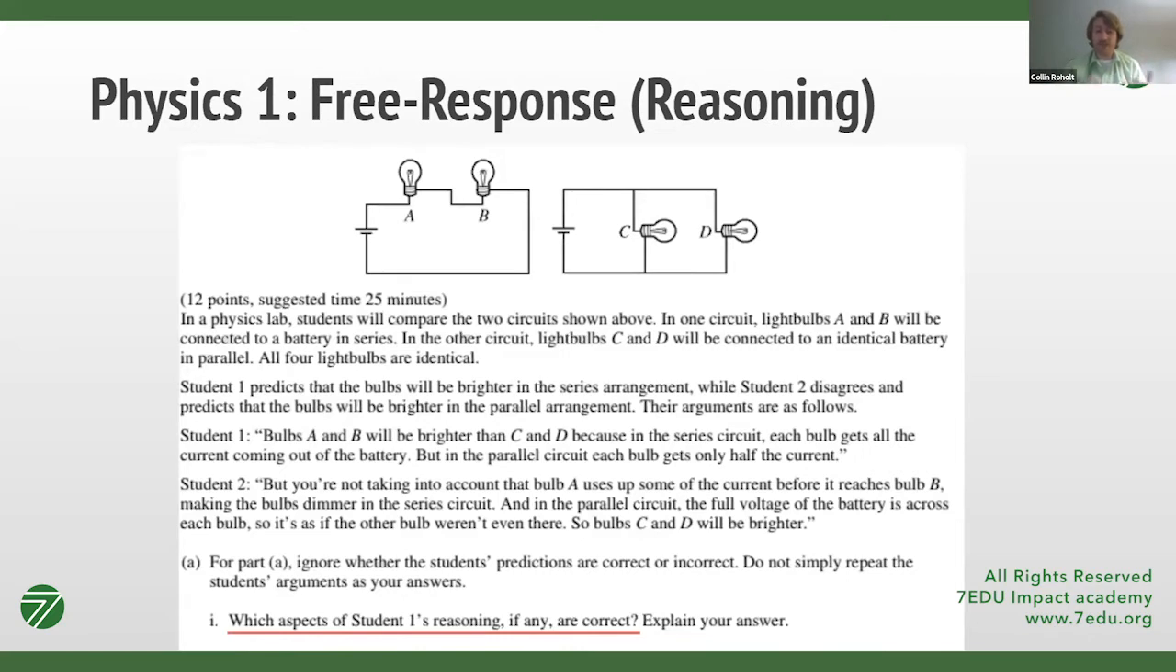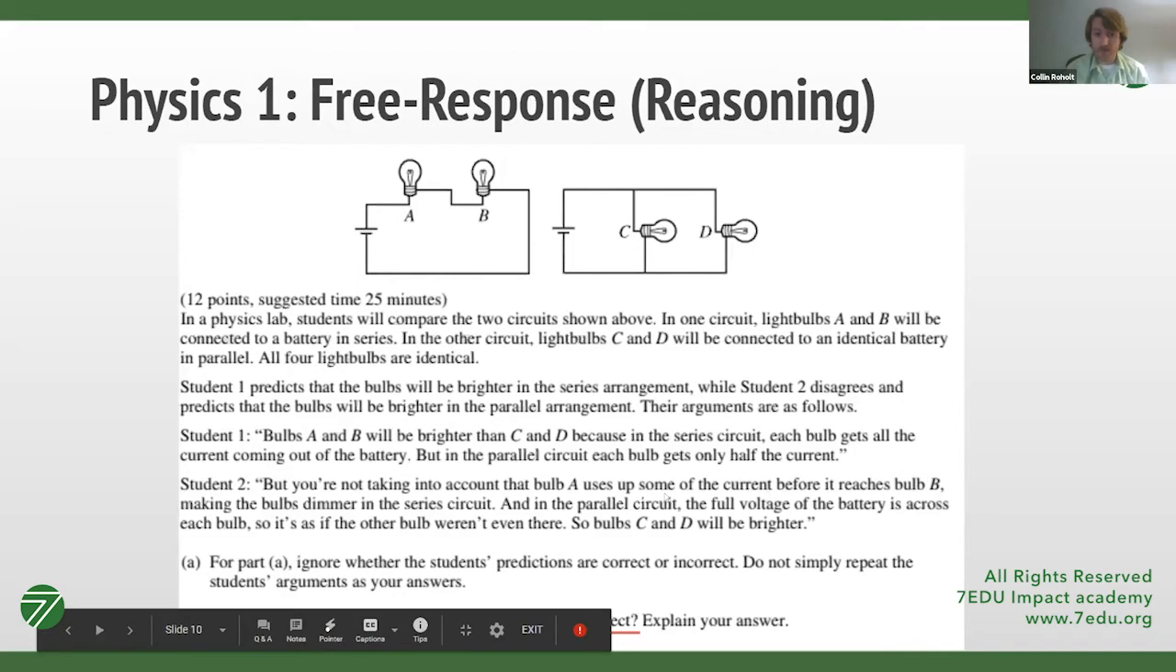And then this question goes on to, okay, what aspect of student 2's reasoning, if any, are correct? And so you're supposed to go through and pick out, okay, what did student 2 say that was correct? Then it goes on, what did student 1 say that was incorrect? And what did student 2 say that is incorrect? There might not be something for each one, but they expect you to be able to go through and figure out what that is. And so it requires you to be very specific about what you do know and what you don't know about each of these topics.